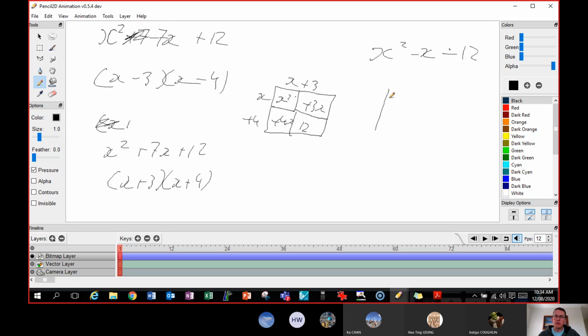If you look at this array model, either method is fine. x by x will give me x squared. How do I get negative 12? Well, it's going to have to be one positive and one negative. Now the balance of those is going to basically give me one negative x. So that would have to be plus 3 to give me 3x, and I need negative 4x to be minus 4, because positive 3 times negative 4 will give you negative 12. So again, my factors are x minus 4, x plus 3.